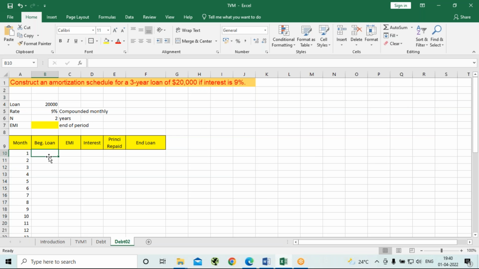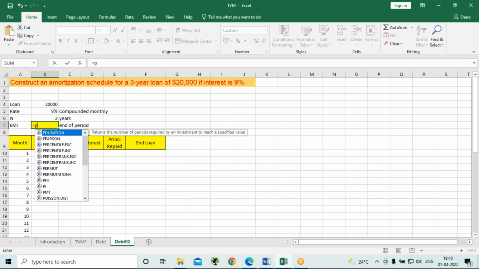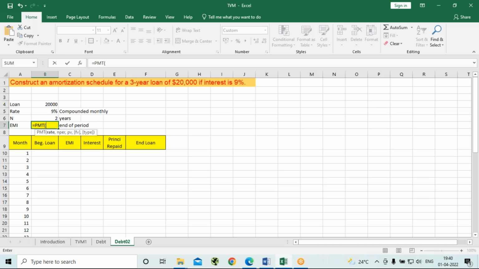First, we have to calculate the EMI value, that is equal to PMT. Equal to PMT, the rate is 9% divided by 12, comma, then 2 into 12, comma, minus 20,000, comma 0, comma 0, comma 0. Good. So we got the value as 914.